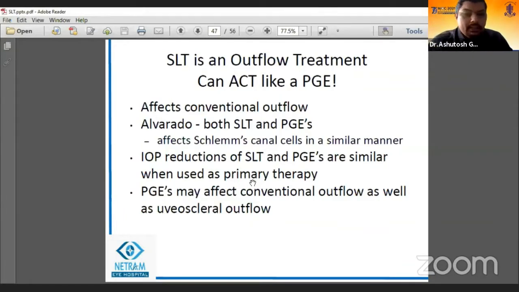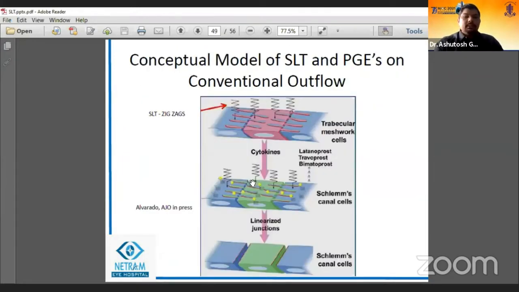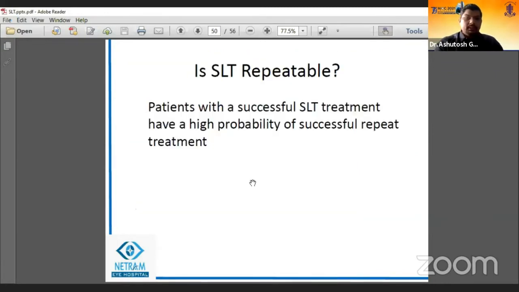Alvarado et al. have observed that SLT works similarly to a PG analog. They have seen the effects on the permeability of Schlemm's canal, and this is the concept which they have modulated.